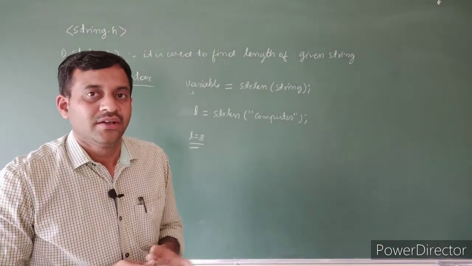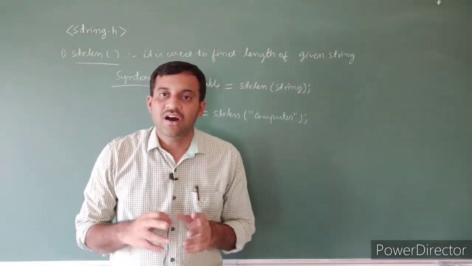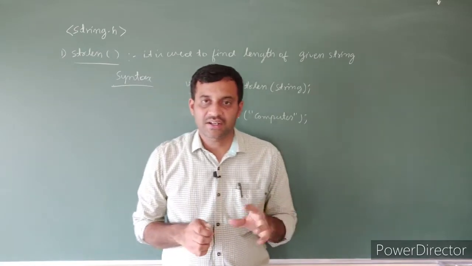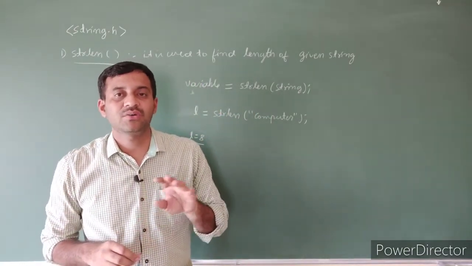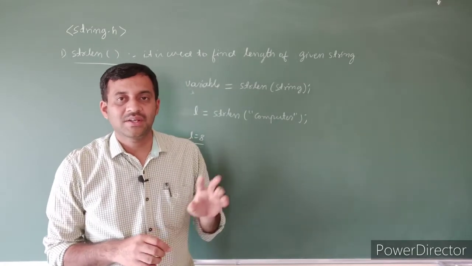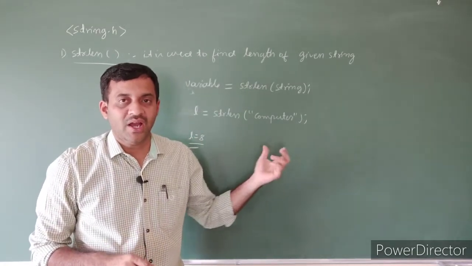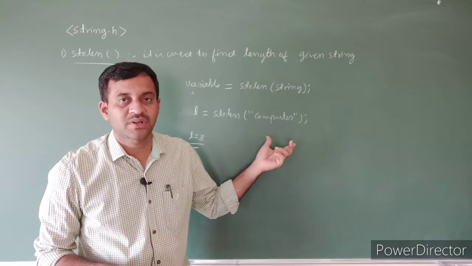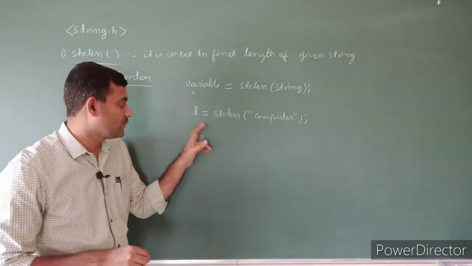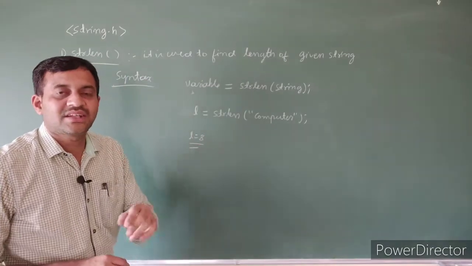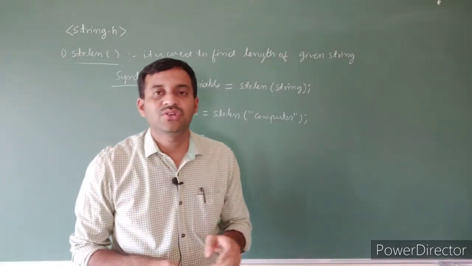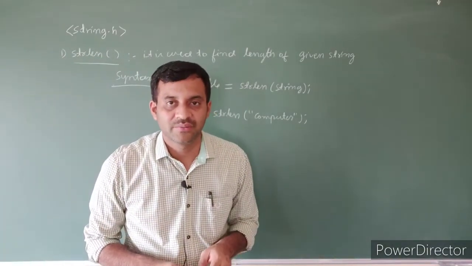See here, in a string, the last character is always a null character. But the function strlen does not count the null character. Except the null character, it returns a value, that is the number of characters present in a string. So here the value of L is 8. Let's see an example program on how to use strlen in C++.